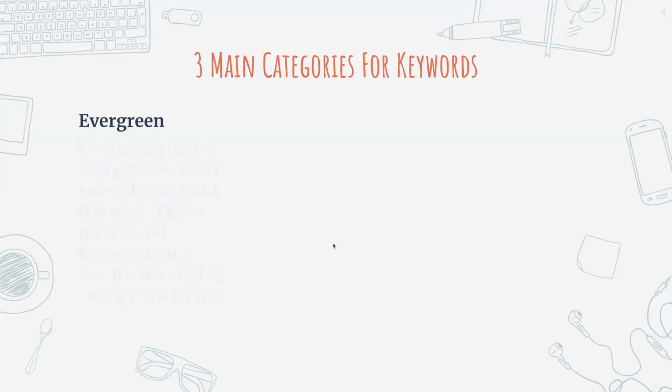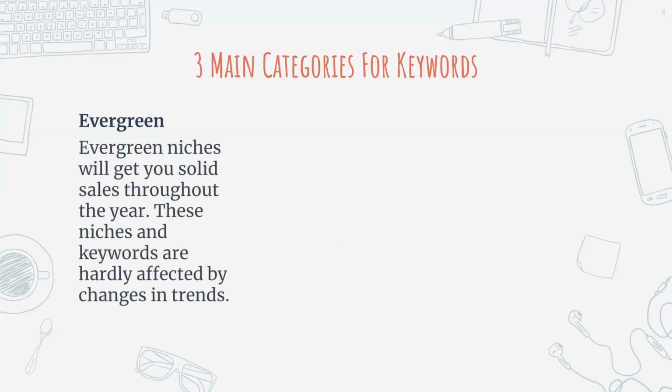So, 3 main categories for keywords. The first one is evergreen. Evergreen niches will get you solid sales throughout the year. These niches and keywords are hardly affected by changes in trends. I look at evergreen niches as the foundation for your store. I would say to go after these first, because this is what will allow you to get solid sales throughout the entire year.